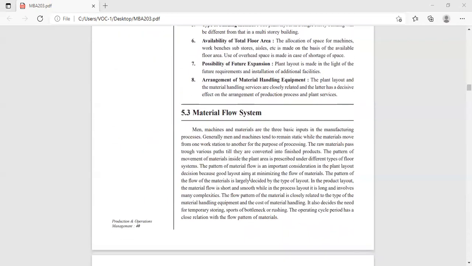Next is material flow systems. Okay, so men, machines and materials. These are the three basic inputs in the manufacturing process. Generally, men and machines tend to remain static while the materials move from one workstation to another for the purpose of processing. So material flow is very important. The raw material passes through various paths till they are converted into the finished products.